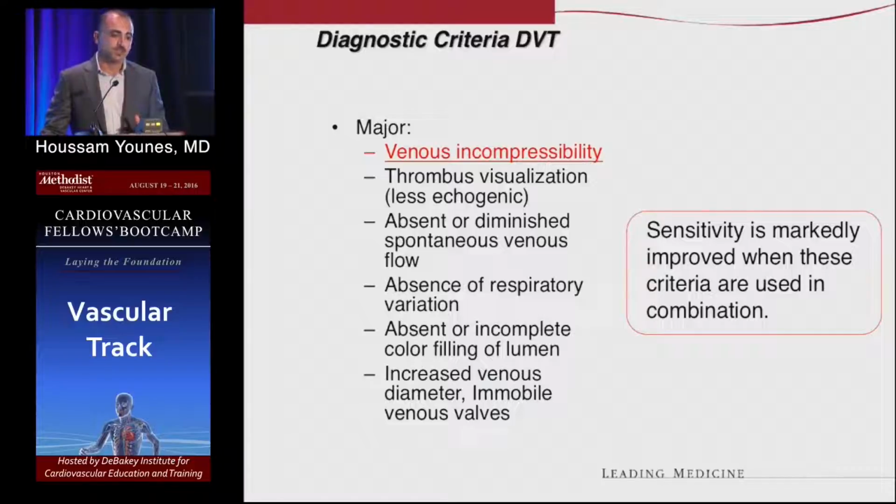Absent or diminished spontaneous venous flow, absent respiratory variation, absent or incomplete color filling of the lumen because there is a thrombus there, or increase in the diameter. The thrombus will stretch the vein, so it will increase in the diameter, and the valves will become immobile. With chronicity, the vein becomes more prominent. You see the wall as well. And the most sensitive single point is incompressibility. However, the more signs you have, the more sensitive the test.